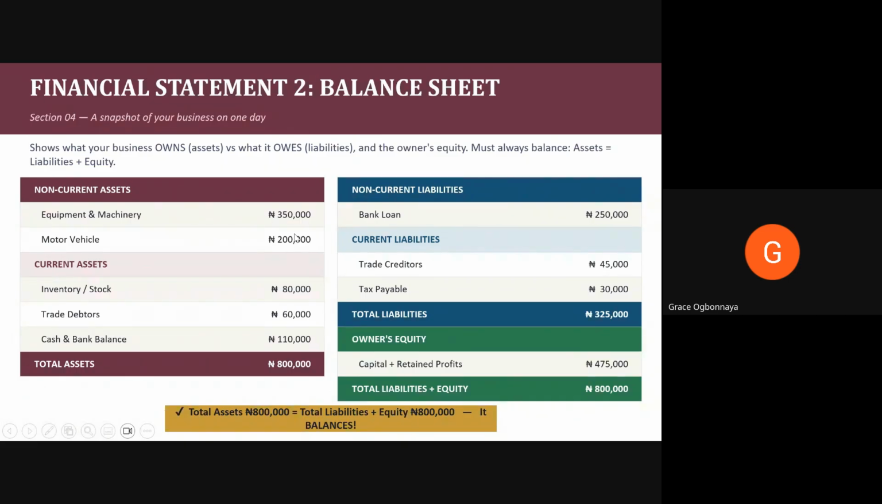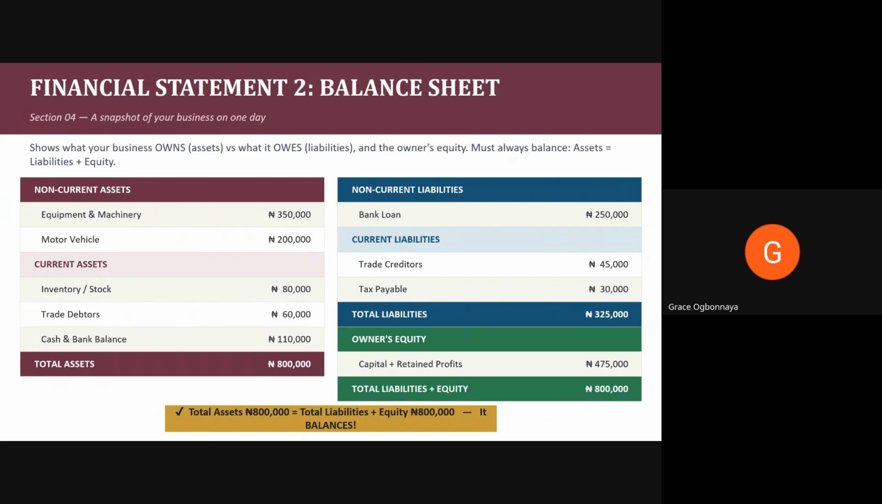This one shows basically what your business owns and what it owes, and the owner's equity. So as I said earlier, the assets have to be equal to the liabilities plus the equity. Your assets are basically your machines, your car, your stock, what you are selling. If people are owing the business, that is also an asset. And the money you have, whether as cash or in the bank, that is also an asset.